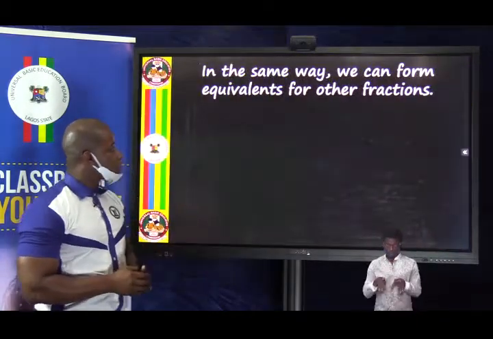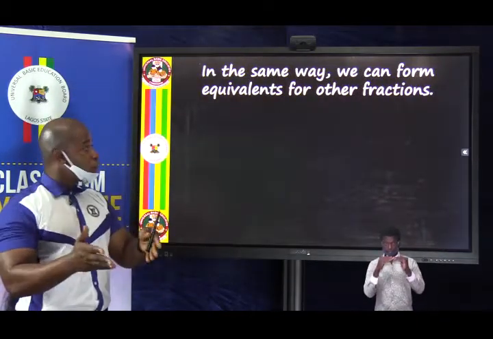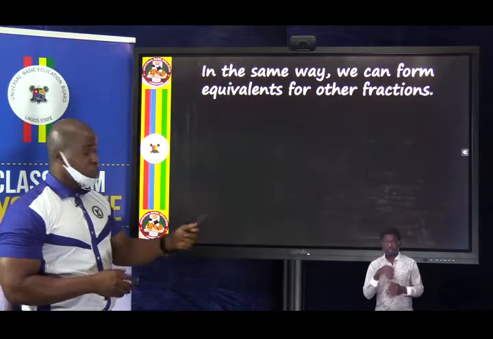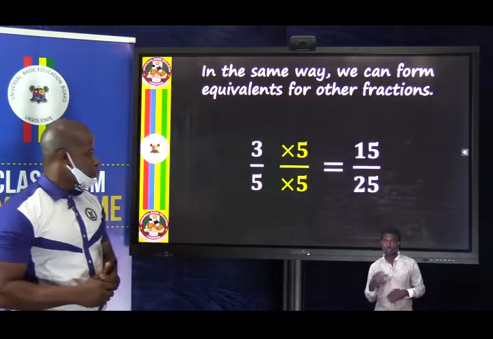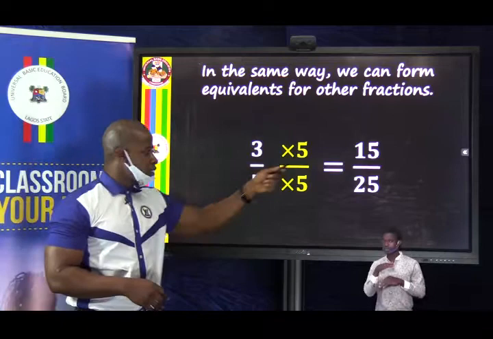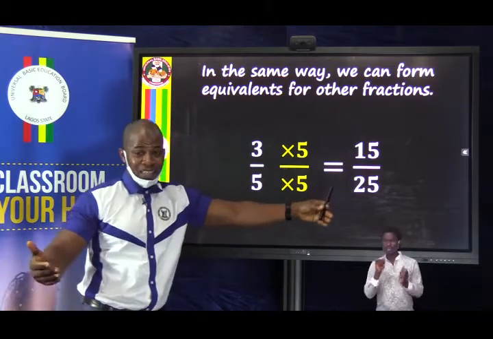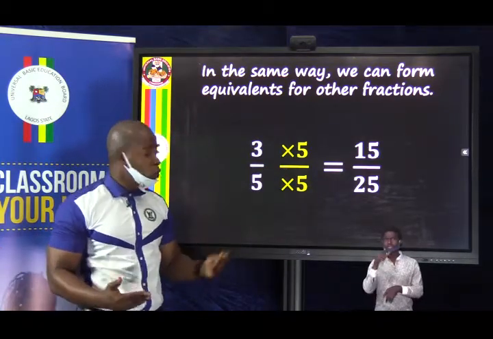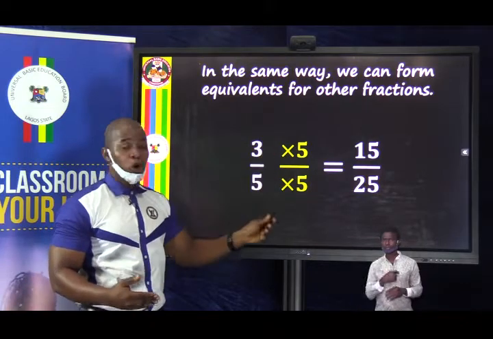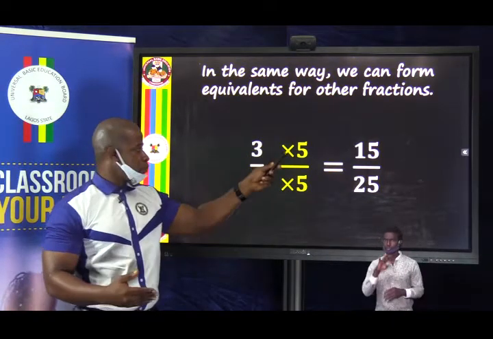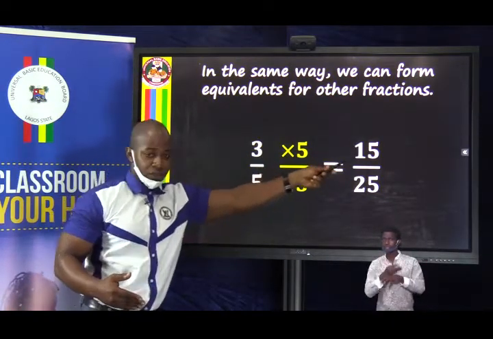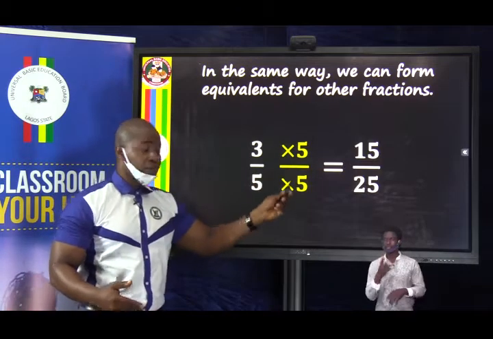Now, in the same way, we can form equivalent fractions for other fractions. Okay, it's not only 2 over 3. Look at this fraction, for example. This is 3 over 5. But this is another fraction that is the same size as 3 over 5. And what did we do? We simply multiplied top and bottom by 5. Top by 5, 3 times 5 is 15. Then 5 times 5 is 25.